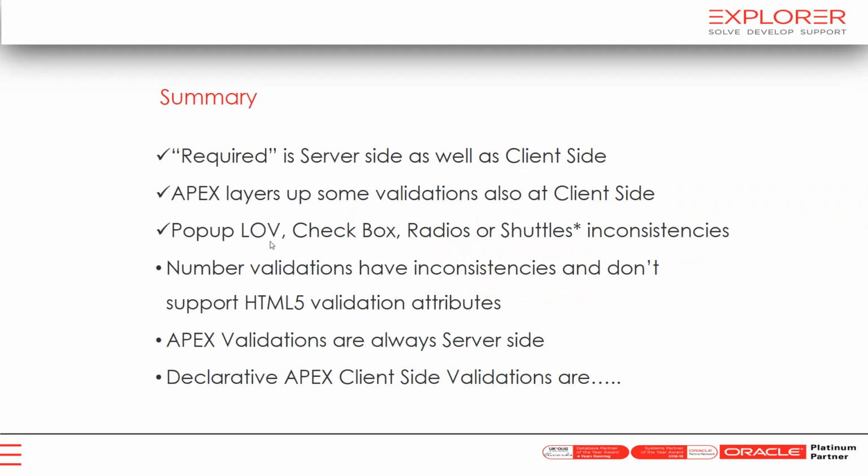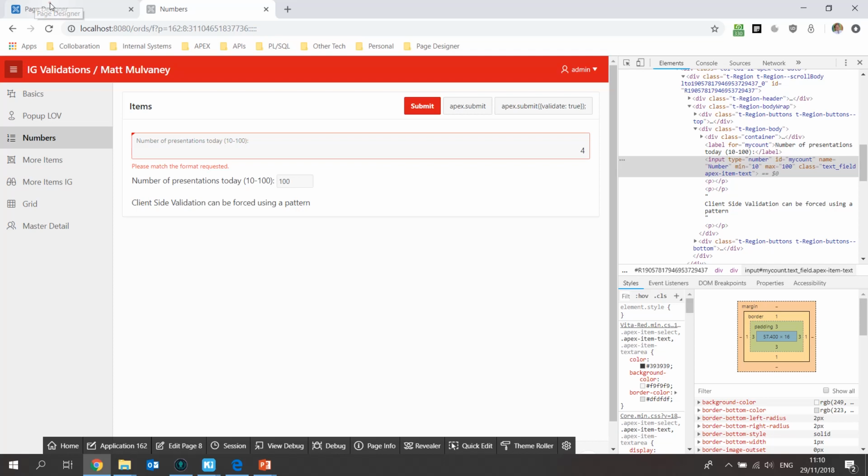Okay. So we've learnt 3 things already: the required doubles up, the pop-up LOV has inconsistencies, and number validation has inconsistencies too, and doesn't support HTML5 validation attributes for that min, max, range, step, that kind of thing. Apex validations are always server-side. Okay, so Apex validations are server-side.